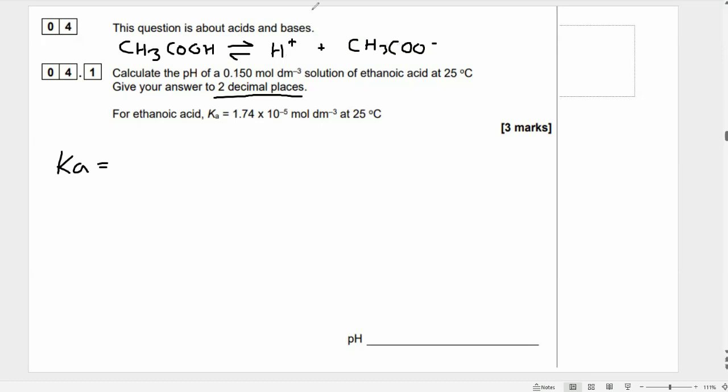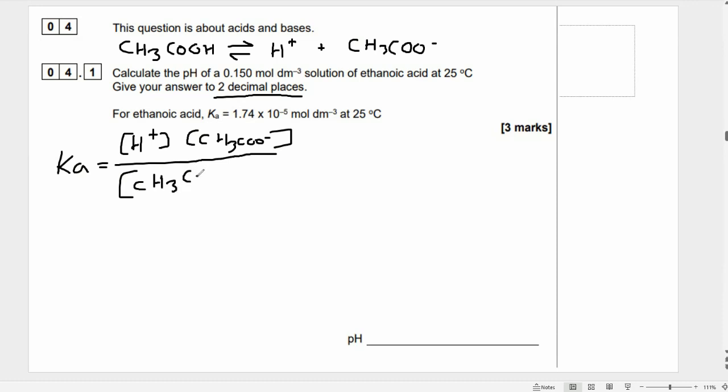So if we want to write the Ka expression, normally if it's Kc or Kp or Ka, any constant, you're going to write the products over the reactants. So normally you're going to say, okay, the concentration of the hydrogen ions times the ethanoate ions, over the ethanoic acid concentration. However, there is another simplification for this rule as well.